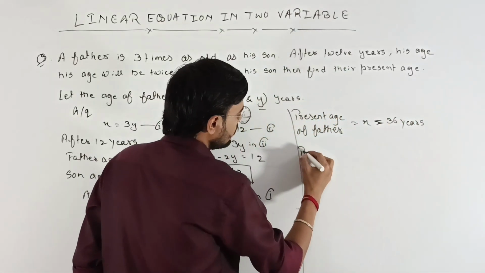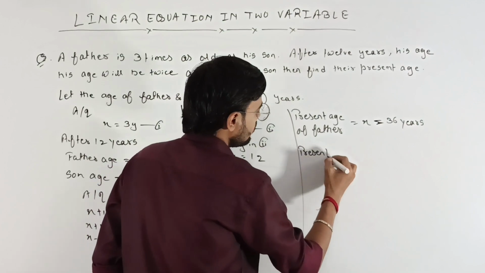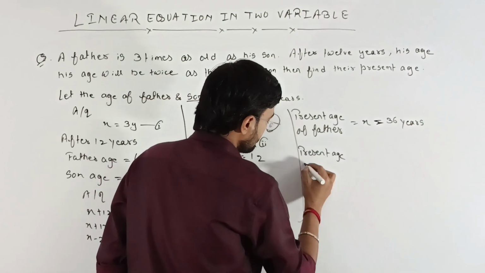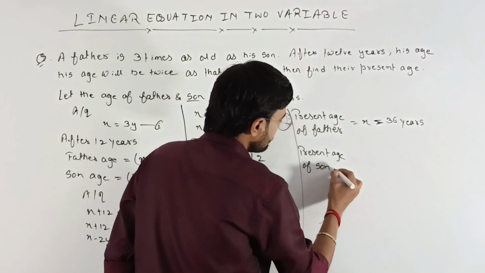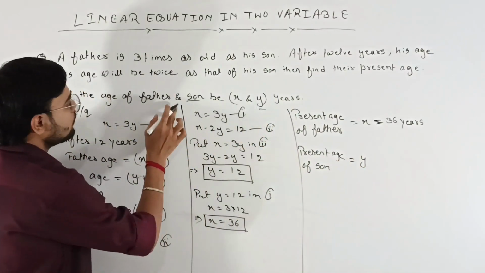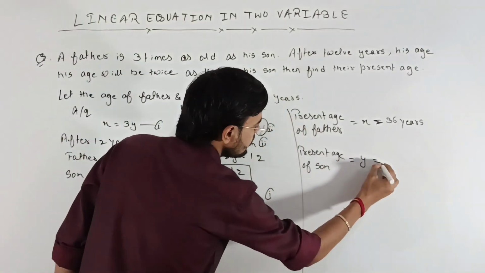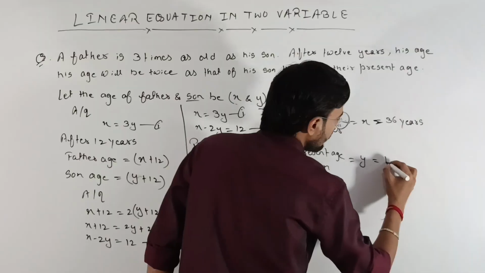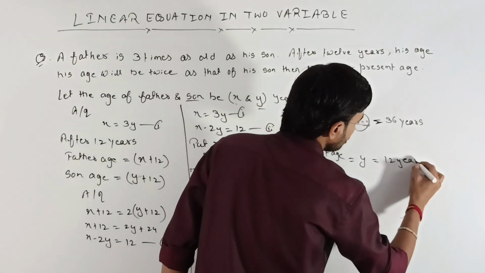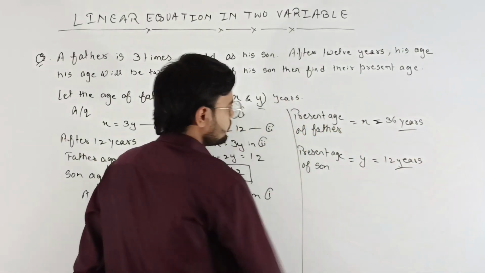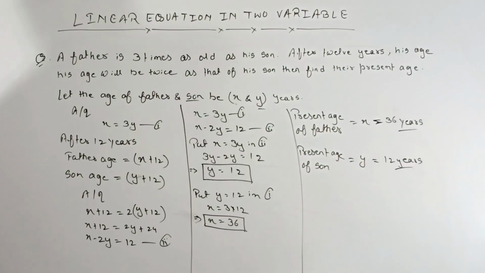Now present age of son is what? Present age of son is y. So y is 12. I write 12 years. Understood? Now see one more time.